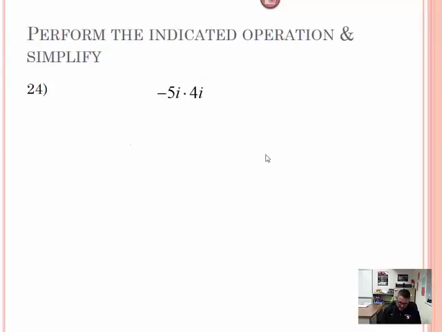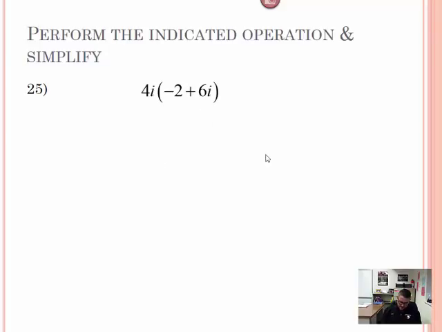And then this one, negative 5i times 4i would be negative 20i squared. But hold on, isn't i squared negative 1? So it's technically negative 20 times negative 1. Don't you love that penmanship? And negative 20 times negative 1 is positive 20.